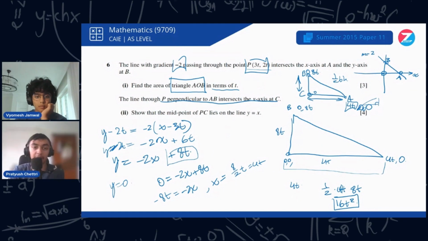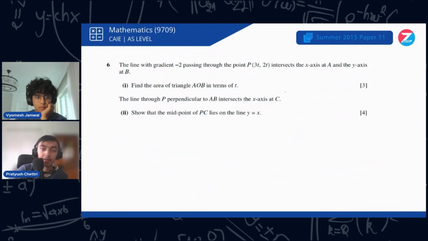Show that the midpoint of PC lies on the line y equals x. What does that mean? It means if you have a line y equals x, I'm just going to erase this actually. Boom. Here we already have that 16t square. Line through P, perpendicular to AB.